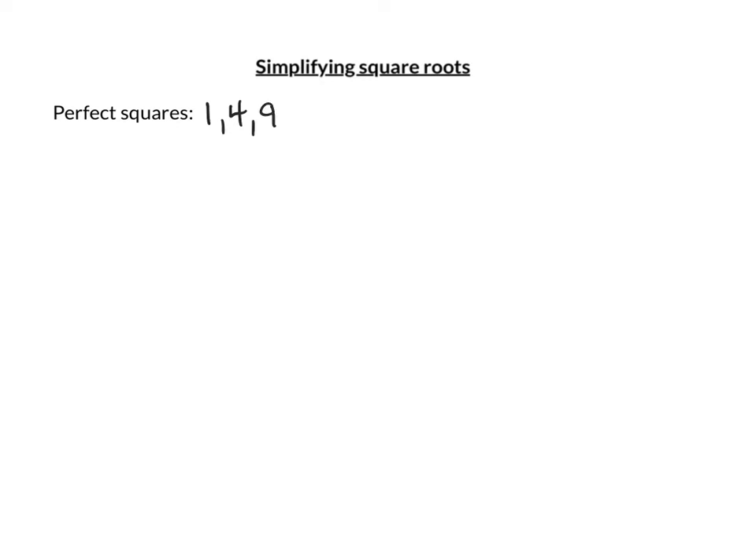3 times 3 is 9. 4 times 4 is 16. 5 times 5 is 25. 6 times 6 is 36. There are an infinite number of perfect squares.